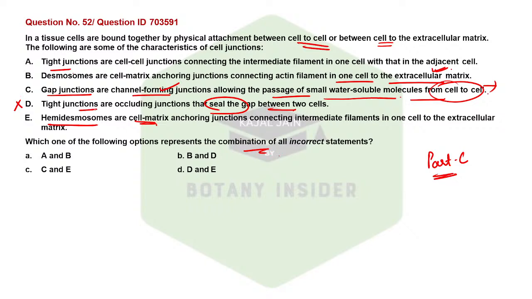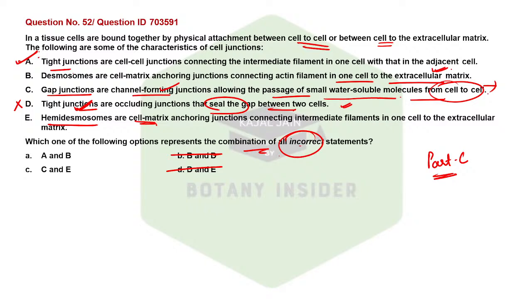Tight junctions seal the gap. So this is correct information, and you need to find out the combination of incorrect statements. So B and D cannot be the correct combination because we need to find the combination of incorrect statements. And E, the information given is correct. So the answer is either A and B or A and C and E.